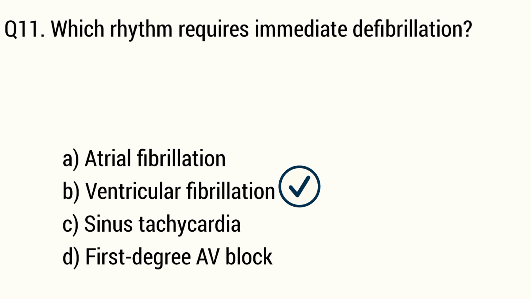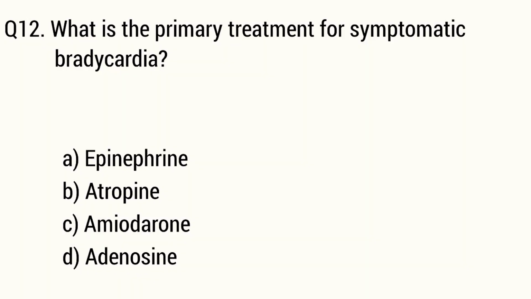Question number 12. What is the primary treatment for symptomatic bradycardia? The right answer is option B. Atropine.